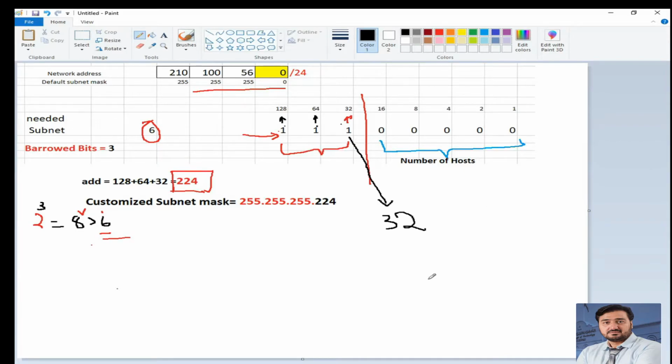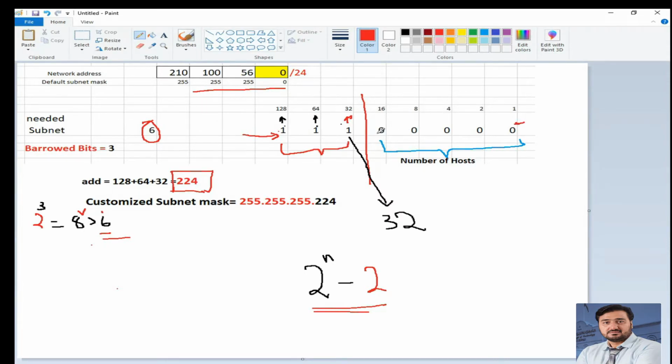This is the simplest one, I'm just telling you. This is 32. The formula to find the number of host addresses is 2 power n minus 2. Please try to memorize this formula. Otherwise, you can take this value and this is the number of host addresses. Here n is the number of bits.